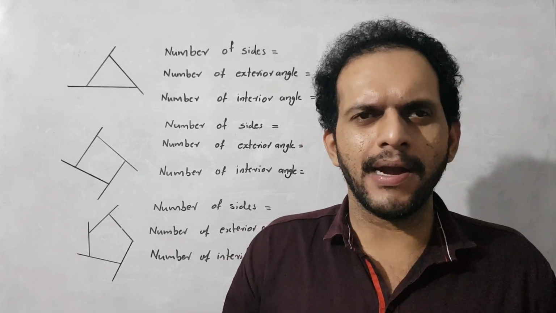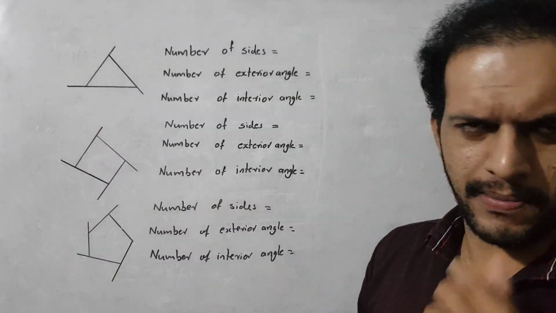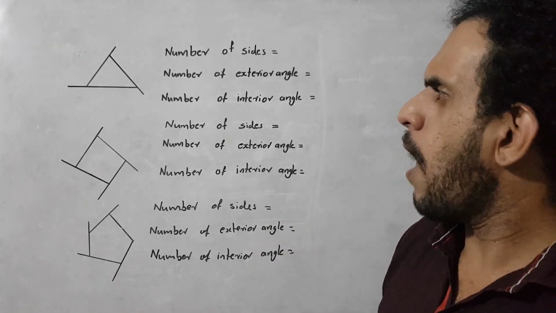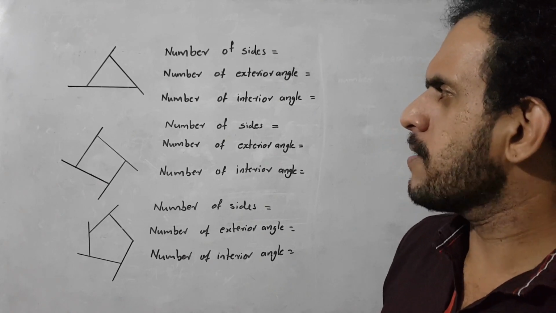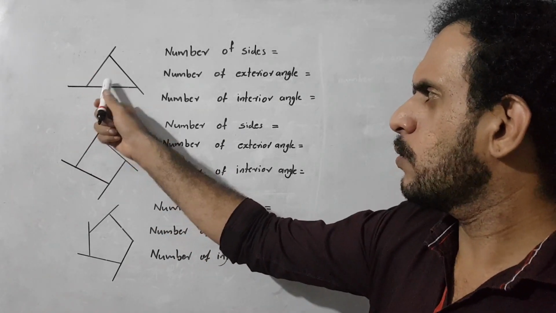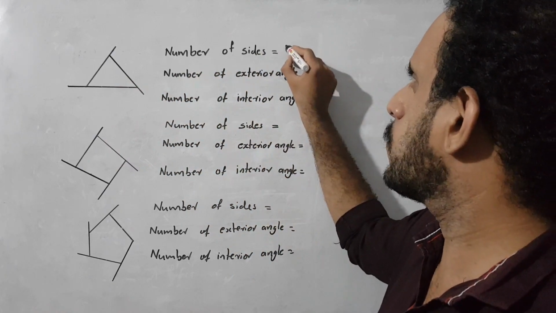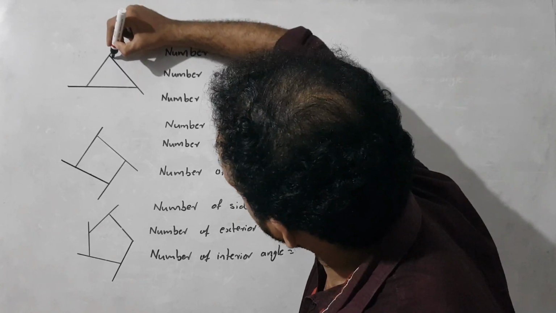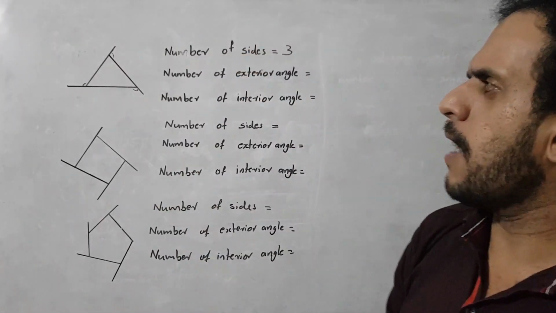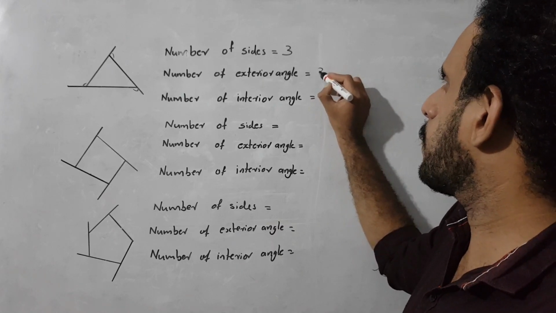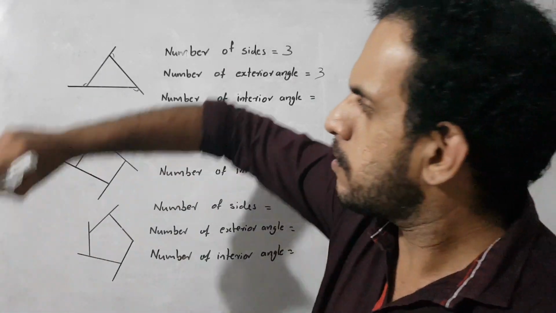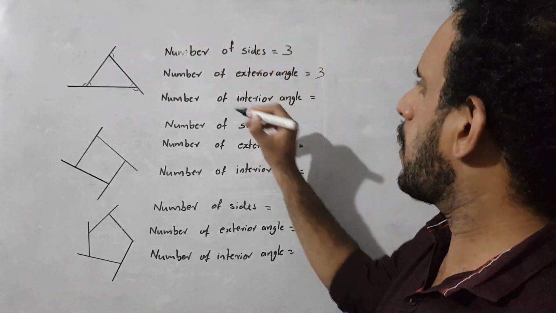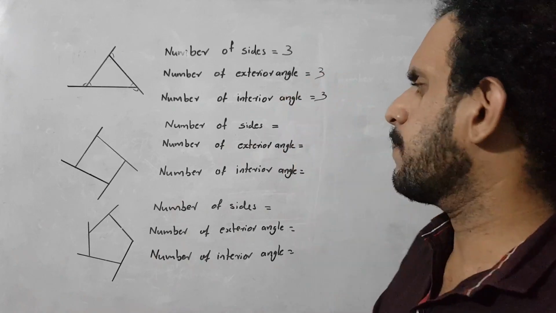So, the next idea: the triangle. A triangle is the smallest polygon, with the fewest sides. How many sides do we have here? 1, 2, 3. Then what is the number of exterior angles? 1, 2, 3. The number of exterior angles is 3. The number of interior angles is also 3.